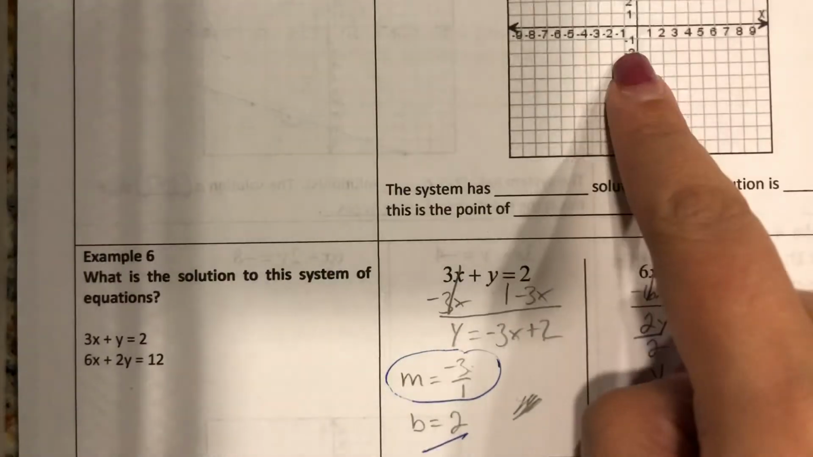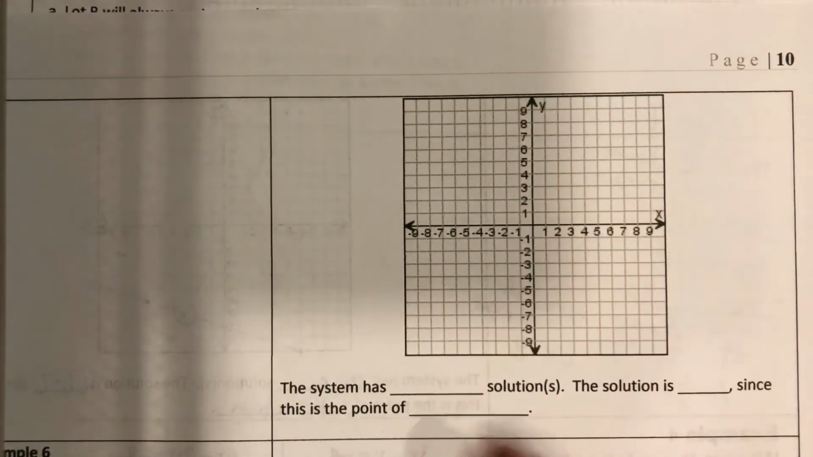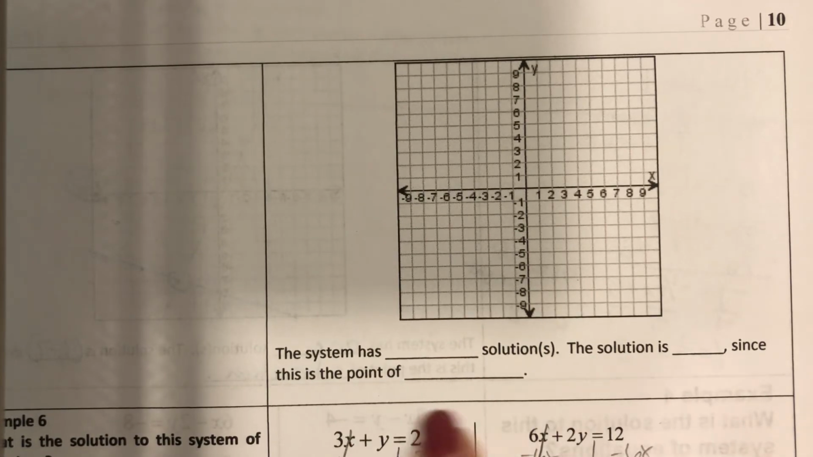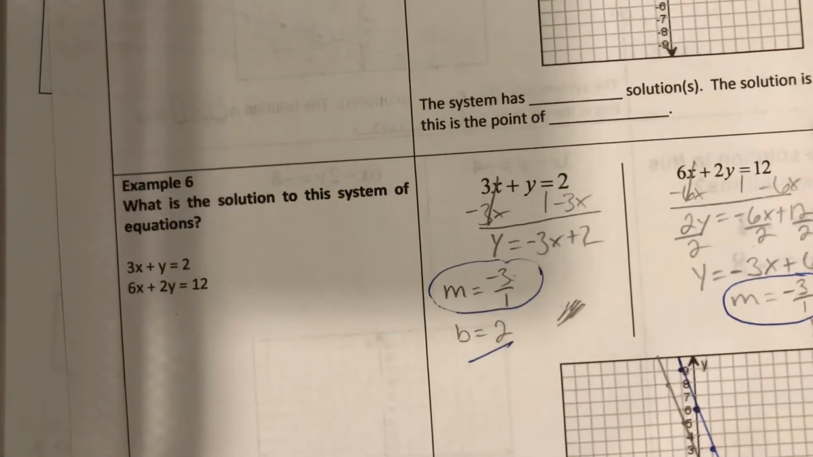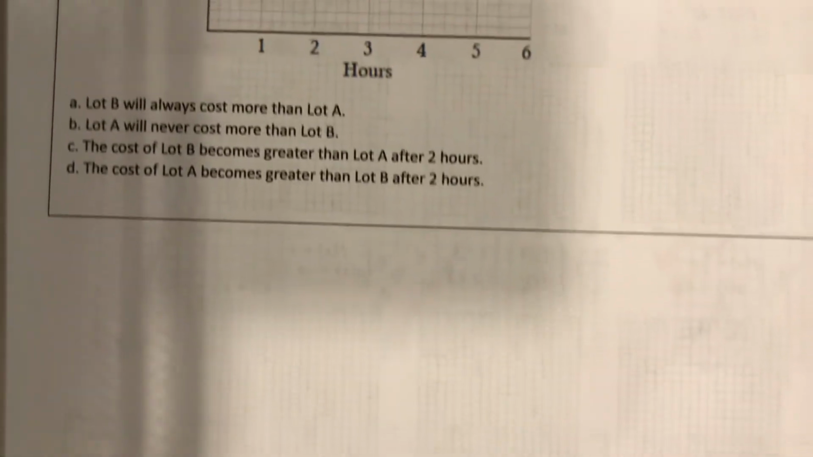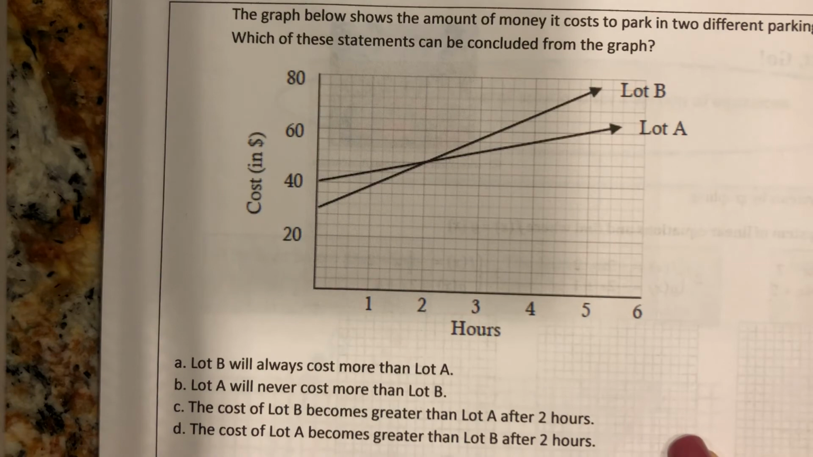So again, this graph on the back on page 10, that's where you're going to write down what your graph is going to be. And you're going to tell me how many solutions, where the point of intersection is, and, you know, what this is the point of. I did question 6 for you guys, so there's that. And then you guys are on your own to do question 11.